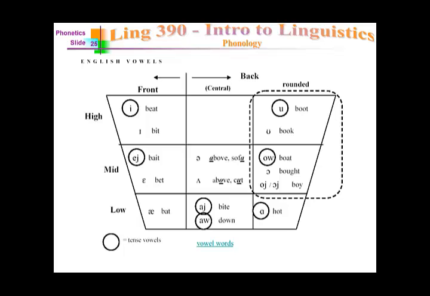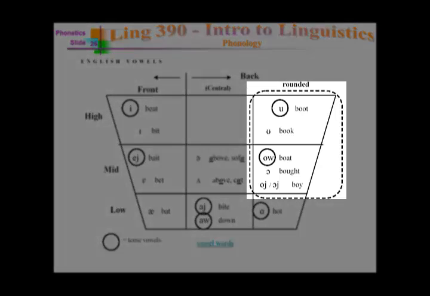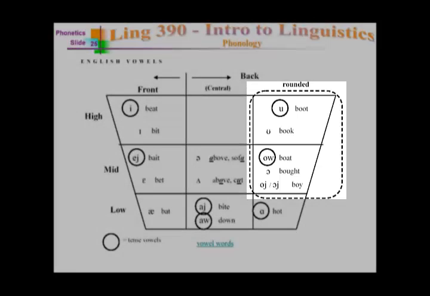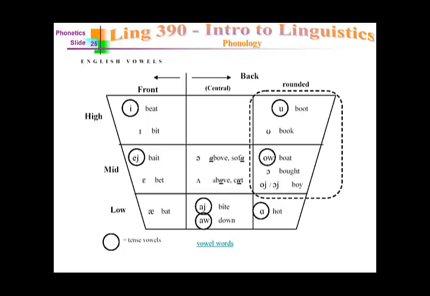One last very nice thing Jeff has done on this chart is add in the two additional dimensions of rounding and tenseness. He does this by using a dotted lined box around all the rounded vowels. Note that they're all back vowels, and nearly all of the back vowels are rounded. All other vowels are unrounded. The tense vowels are circled, and you'll see that they're distributed throughout the vowel chart.